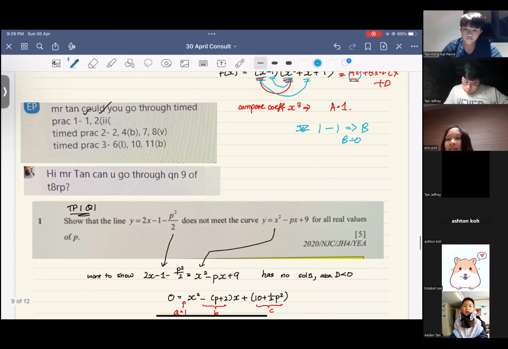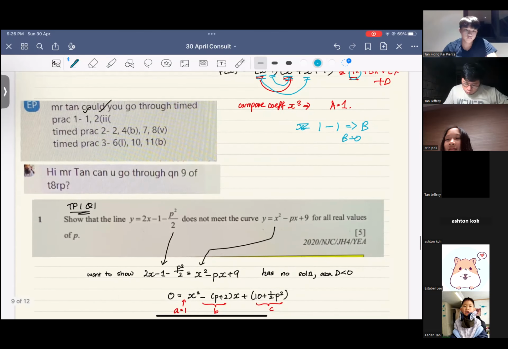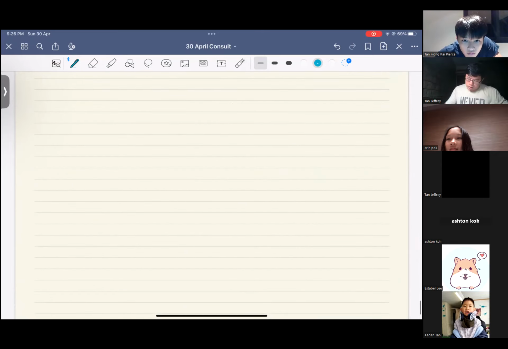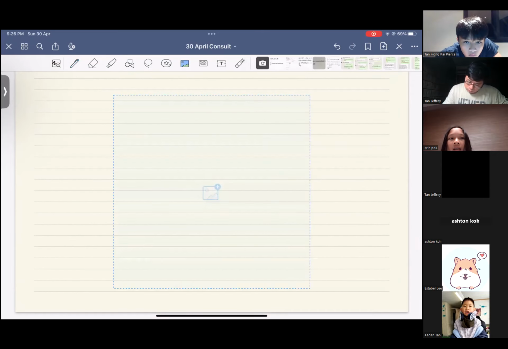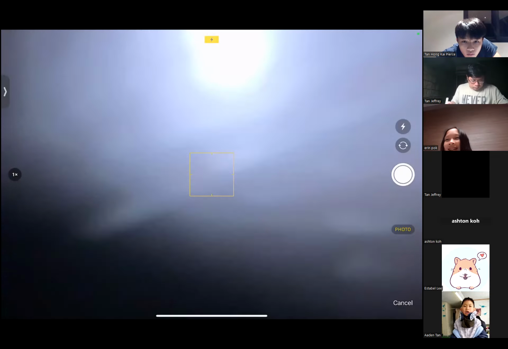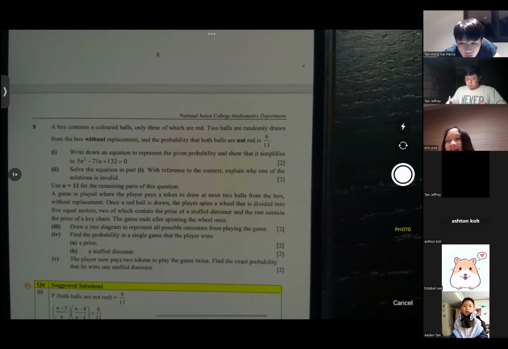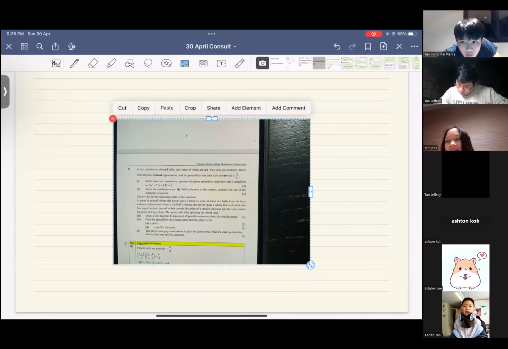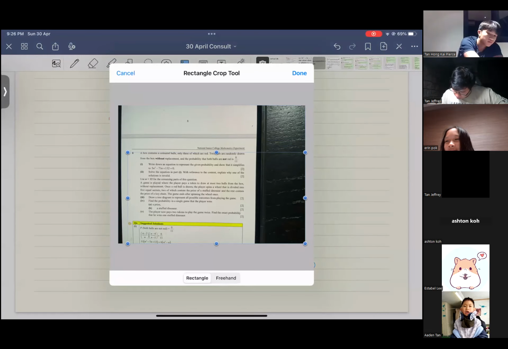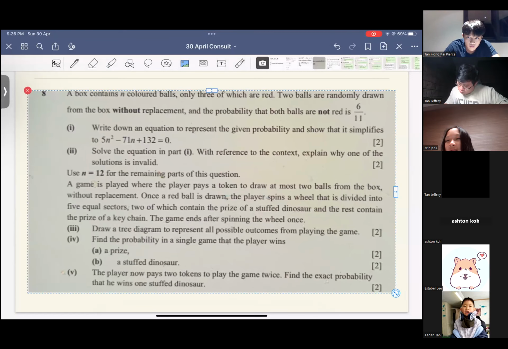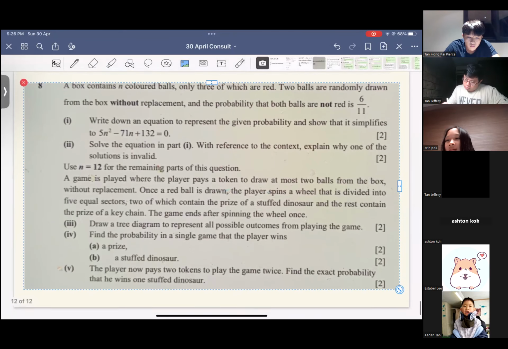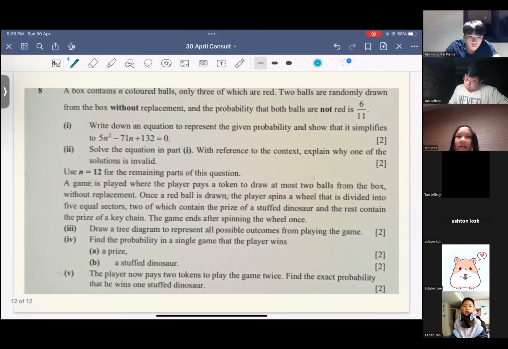So next one, time prep 2, question 8. Time prep 2, question 7, I did already. Time prep 2, question 8, part 5. Okay, this one has a stuffed dinosaur. So I play a stuffed dinosaur.